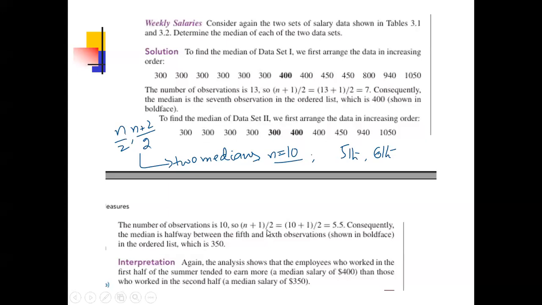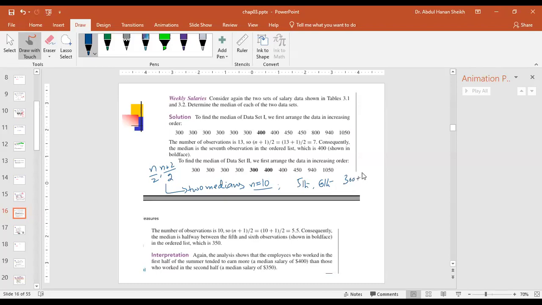The number of observations is 10, so n plus 1 divided by 2 is 5.5. Consequently, the median is halfway between the 5th and 6th observations. So if we focus on one median, it is the average of these two, the 5th and 6th. Sir, I'm just saying 350 is its median, yes, the average of these two. The ones you had to locate, these two numbers, n by 2 and the next one, are the 5th and 6th, not the 4th and 5th. Okay. Now remember, this is the median of this data set.